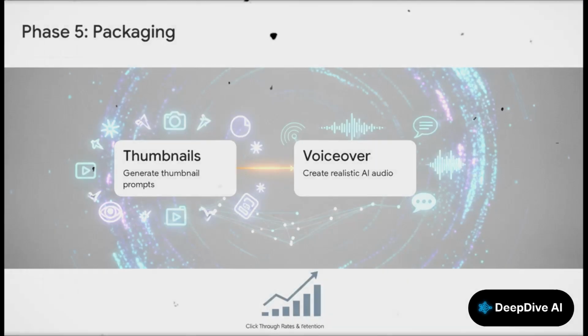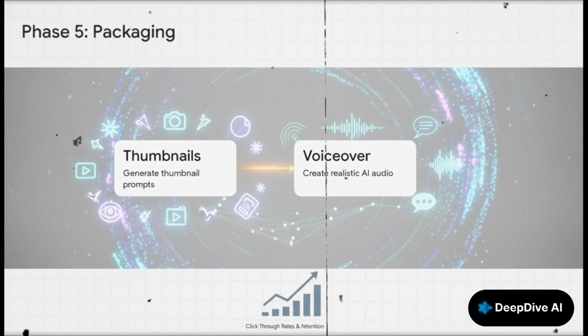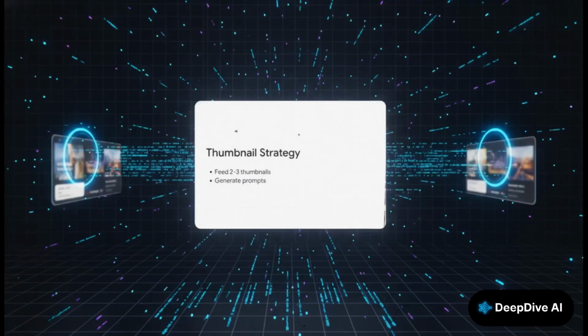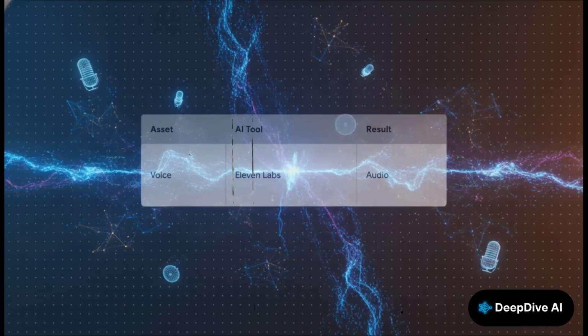Phase 5, Thumbnails and Audio. This is all about securing that high click-through rate. Feed Claude a couple of their thumbnails. It'll analyze the design and generate your new thumbnail prompts. For audio, use 11 Labs. It transforms your script into incredibly realistic, human-sounding voiceovers.